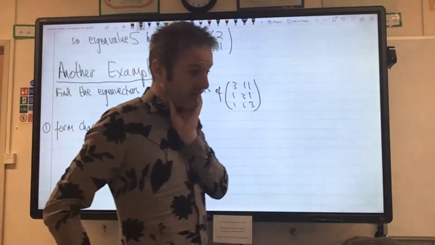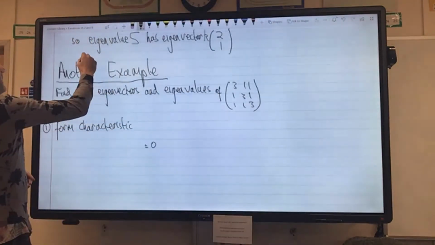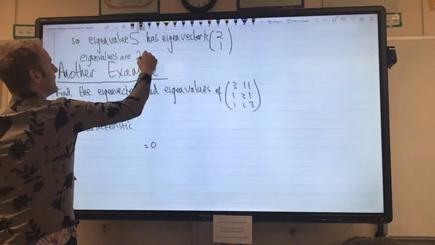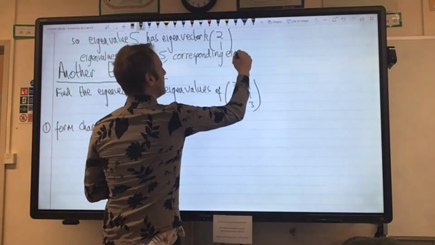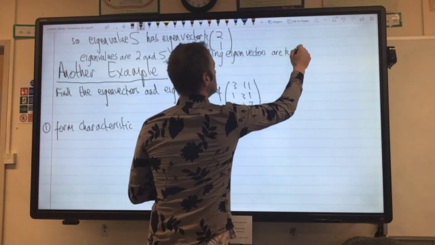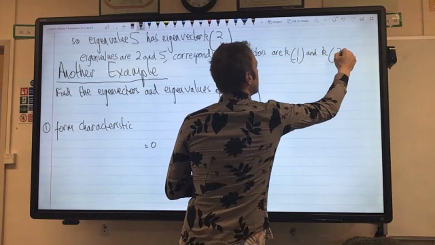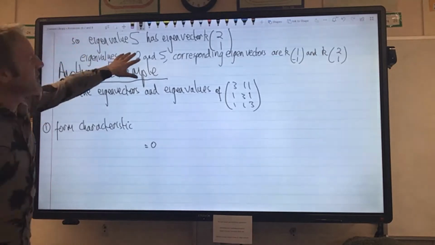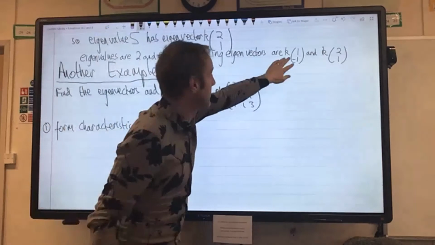Sorry, did you say beforehand that lambda is a vector, or is it just a value? Lambda is a value. So for this one we've just done, the eigenvalues are 2 and 5, with corresponding eigenvectors (1, 1) and (1, -1). Guys, the eigenvalues are just numbers, the eigenvectors are vectors. Each eigenvalue is paired with an eigenvector. It's not good enough just to say the eigenvalues are 2 and 5 and the eigenvectors are these. You've got to make sure it's clear that the 2 is paired with that one and the 5 is paired with that one.